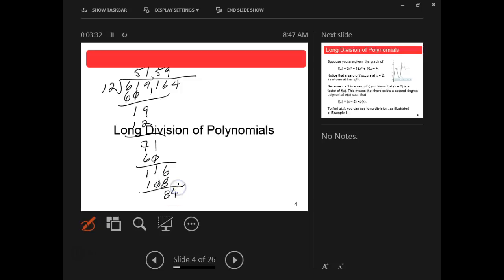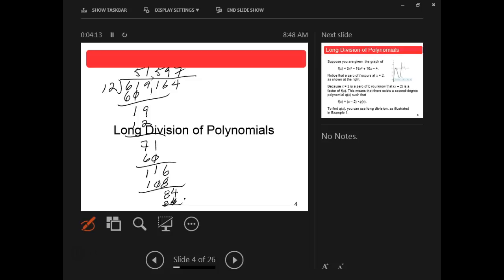Bring down the 4. 7. And guess what? 84. It goes evenly. So we say that 12 will divide evenly into 619,164, which I wouldn't have known beforehand, but it does, okay? How do we know that? Because you have a zero remainder, okay? Let me tell you something else. That means that 12 times 51,597 is 619,164. In other words, these are 2 factors of that number, aren't they? Because it goes a whole number of times.